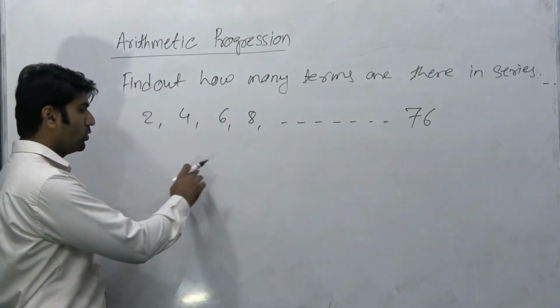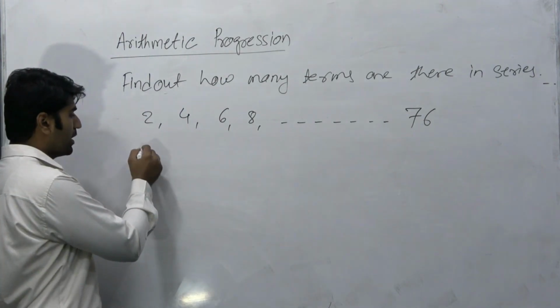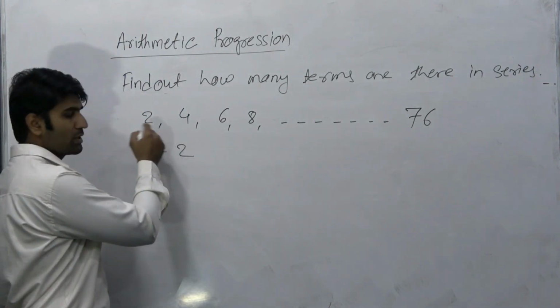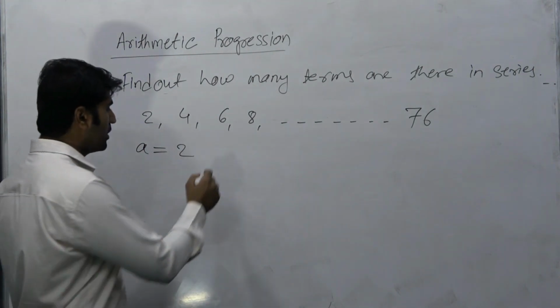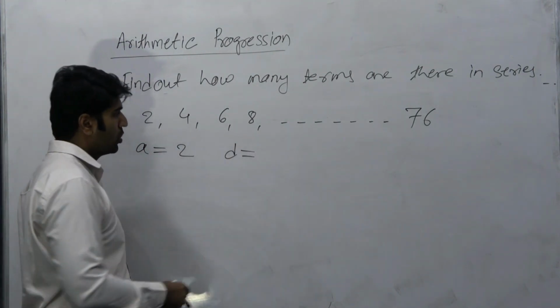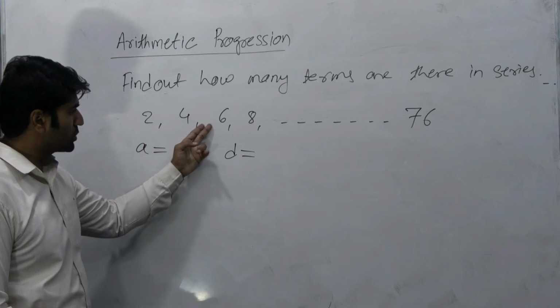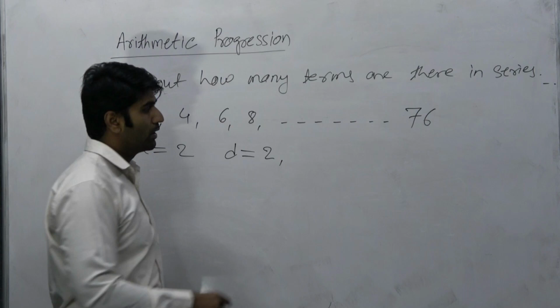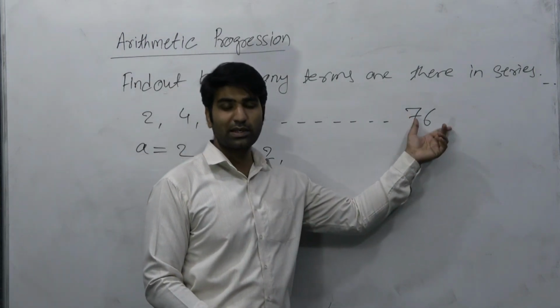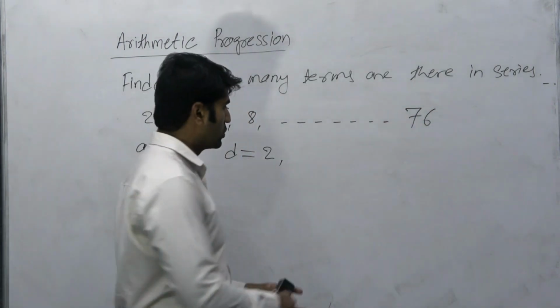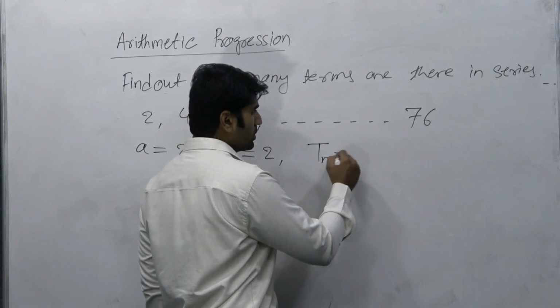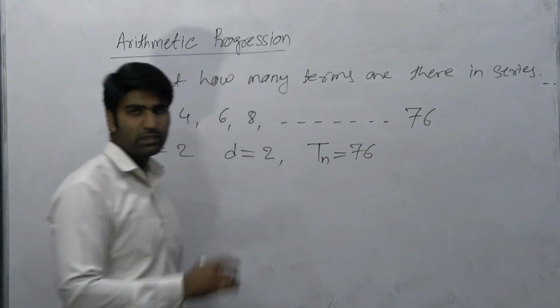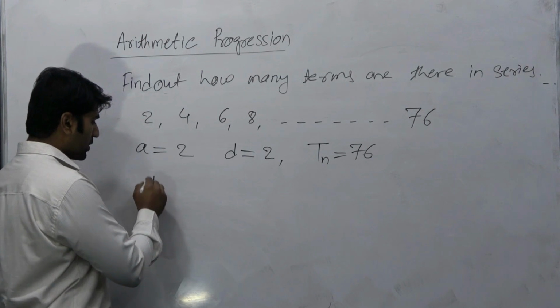Okay, so what we know, we write first. So the given data: a is equal to 2. First number means the value of a. Then the difference, what is the difference? The common difference is 2, plus 2, plus 2, plus 2. Okay, so the difference is 2. And we know the last term. Last term means Tn. So Tn is equal to 76. The last term is 76. So write the formula.